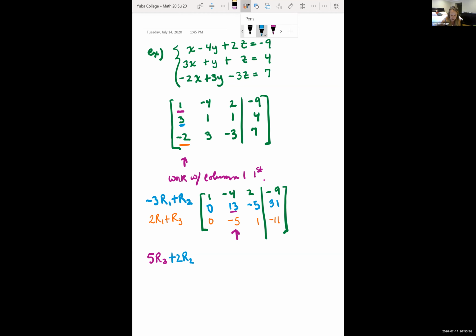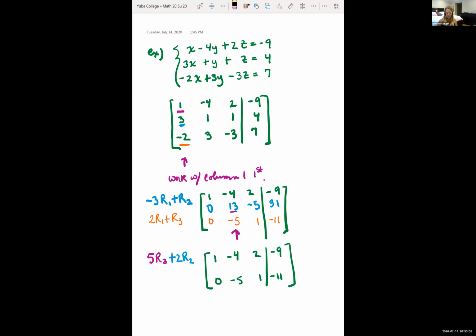Okay, so before I even do any of those changes, I'm going to go back in and rewrite the rows that I'm not changing. I'm not doing anything to my row 1, so let's rewrite it: 1, -4, 2, and -9. I'm really not doing anything to my row 3. I'm using it, but I'm not changing it. So 0, -5, 1 and negative 11 for my row 3.